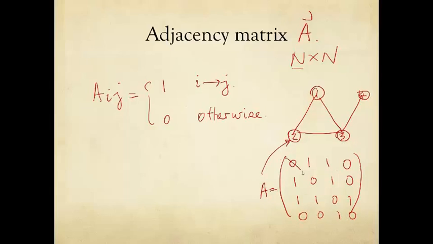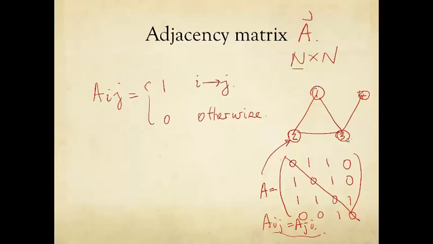As you can see, the diagonal is all 0 because there are no self loops. A node does not point to itself. And it's a symmetric matrix, meaning Aij equals Aji, which is really an algebraic way to say that this is a graph with bidirectional links.